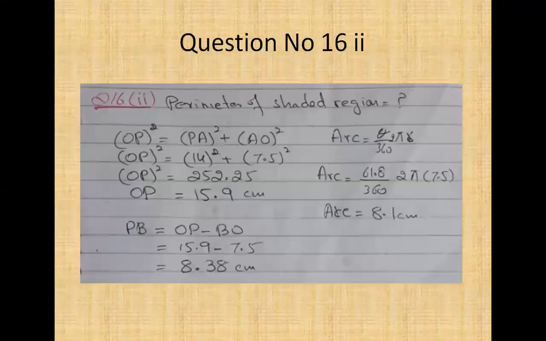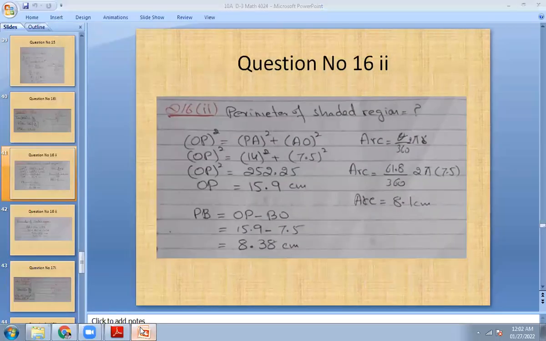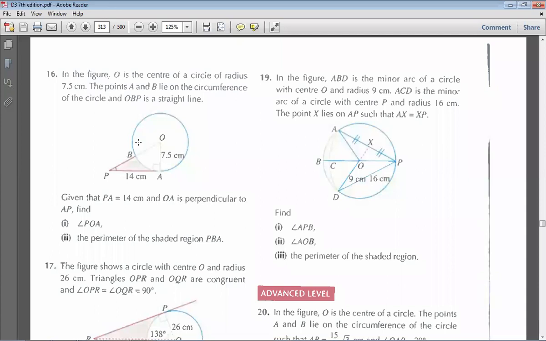The next question they asked us is to find the perimeter of the shaded region. If you look at that diagram, to know the perimeter of this shaded region, I need to know PB, and this side, which is one of the sides of that shaded region. That's 14, and this arc. Once I know this angle, I can find this arc, and the formula for the arc is theta by 360, 2 pi r.